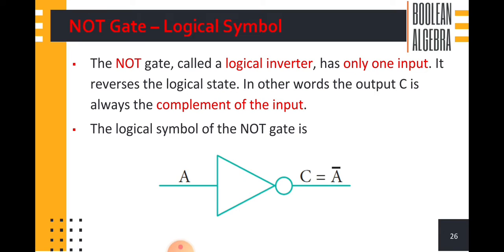Okay, so the logical symbol of the NOT gate: we are passing the input A, and the triangle symbol is used to represent the NOT gate. After the triangle you must put a circle shape. If you give only a triangle, it is considered a buffer gate. A buffer gate is used to pass the same input that we passed, and we get that same input as the output also.